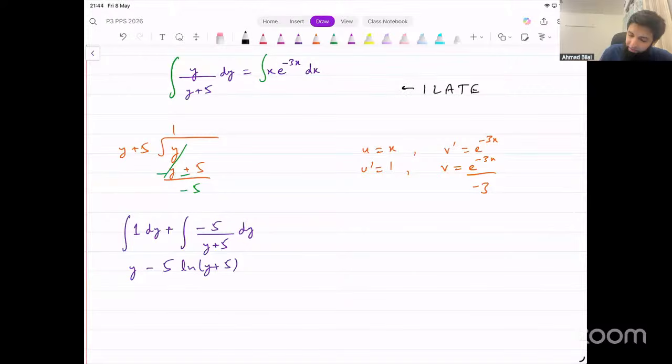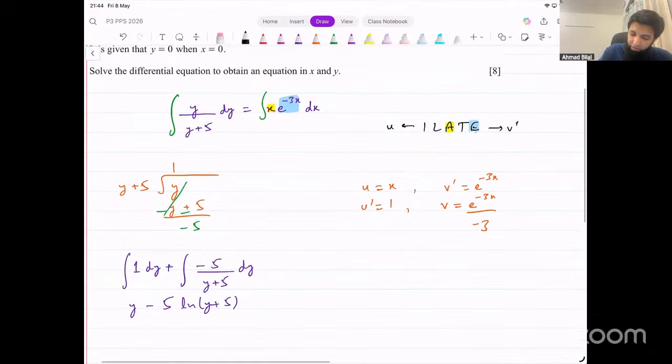We are just using ILATE for this. On the left side, we've got u. On the right, we've got v dash. The two functions that we've got are algebraic and exponential. So exponential must be v dash and algebraic should be u. Now input values in the formula. What's the formula? The formula is integration of uv dash is uv minus integration of v u dash. Just input values in that.